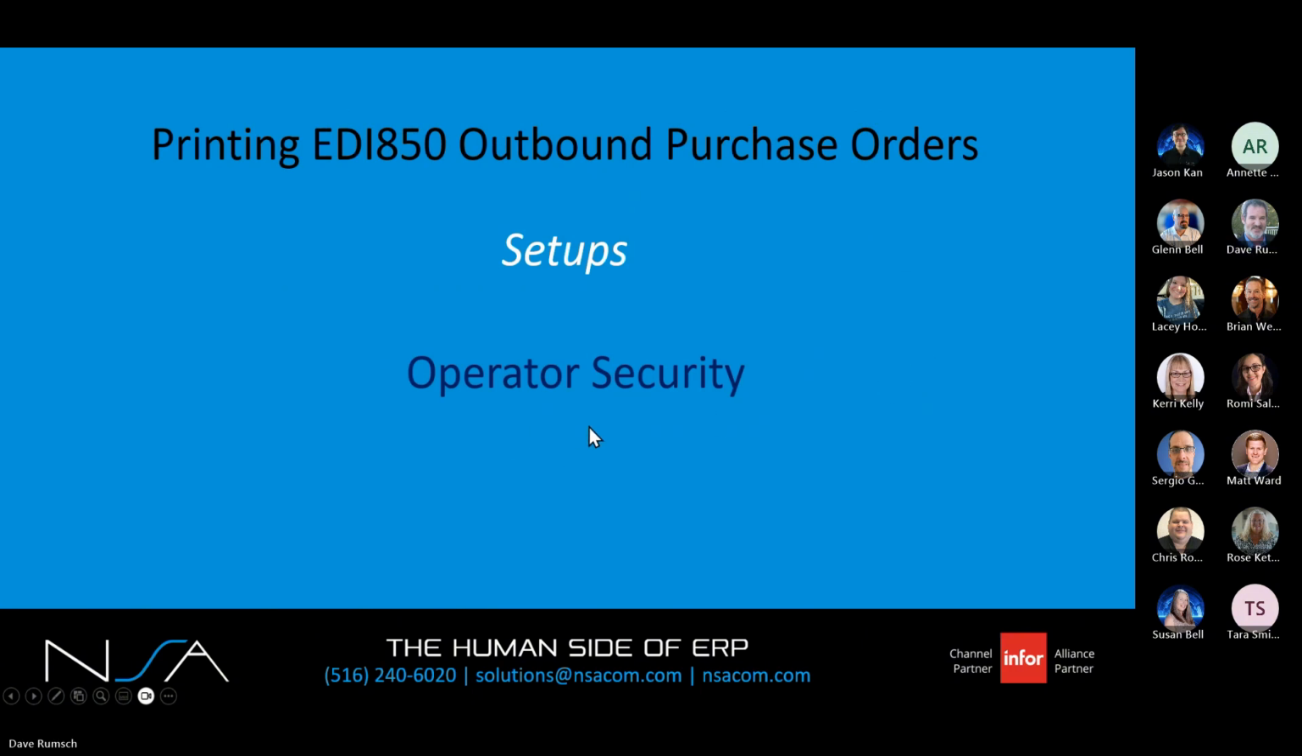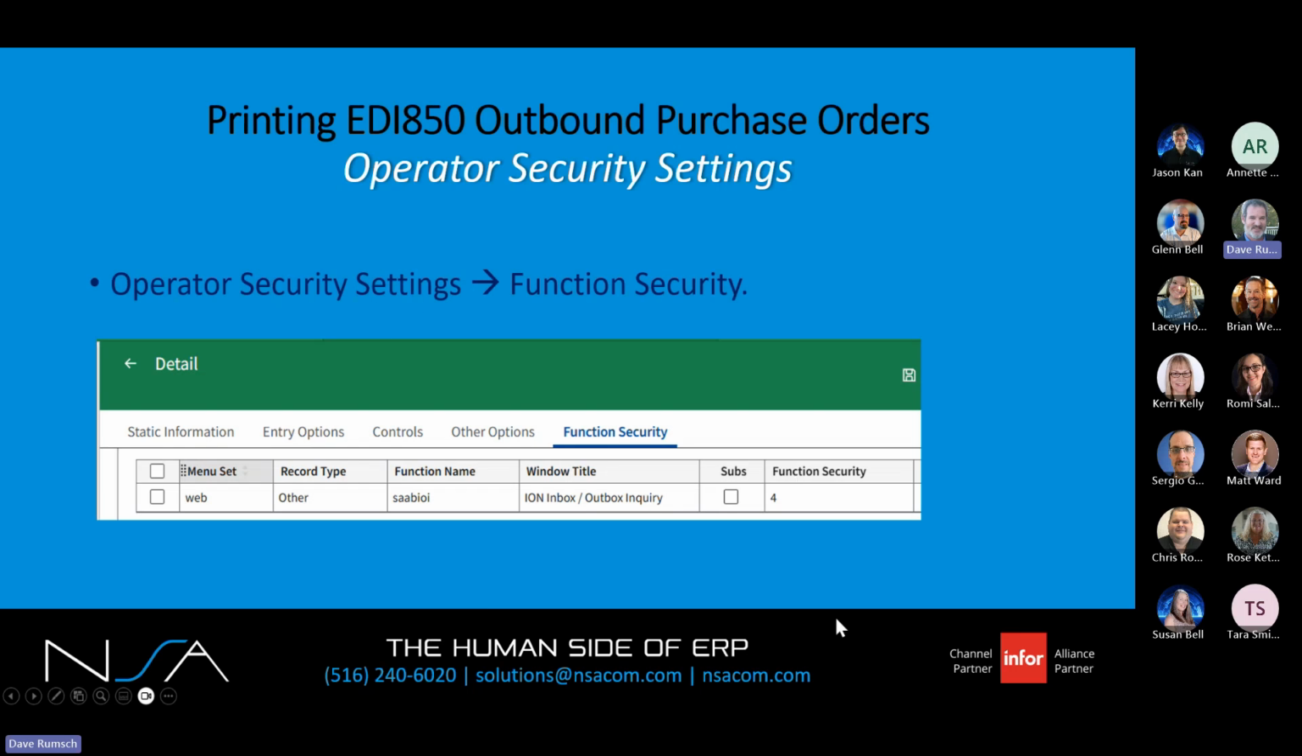Operator security. In operator security, the one that they're not going to have now that you're going to implement for EDI specific is so that they can get to the inbox outbox administration function, SAABIOI. Generally, I'll give them a 4 so that they can change things if they have to, but they're generally not going to. I don't really want your operators deleting those transactions, so I'll generally give them a level 4. It can be as low as a 2 because really all they're going to do in there is an inquiry.